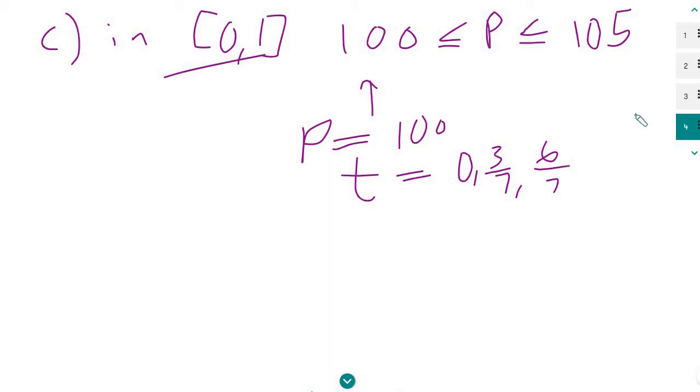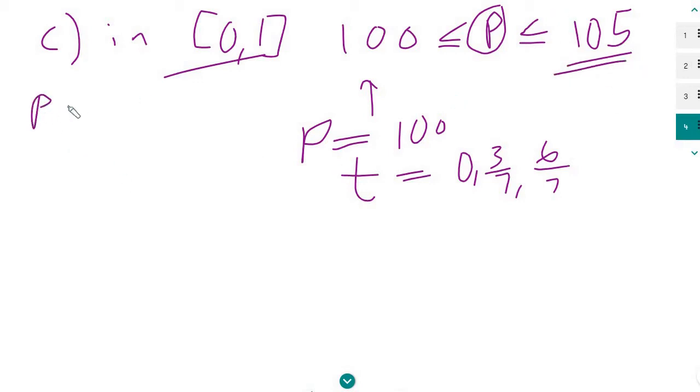Now let's find the times when the pressure is equal to 105, and then the interval in between those times must be when the pressure is between those two numbers, right? Because pressure is continuous. It can't just jump above a number without passing through all the numbers in between. So let's solve for when P is equal to 105.